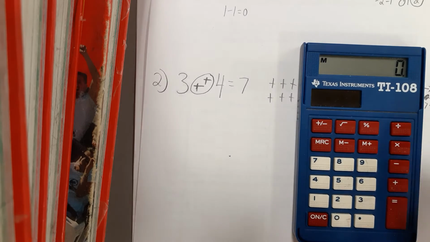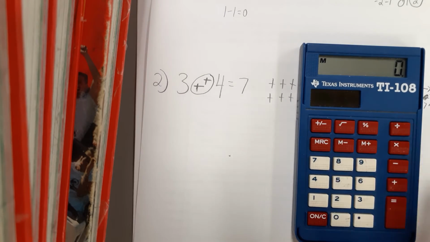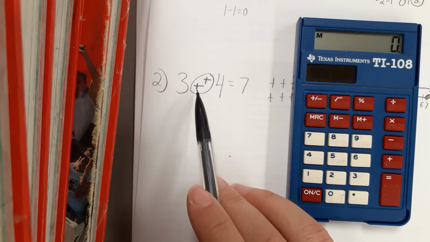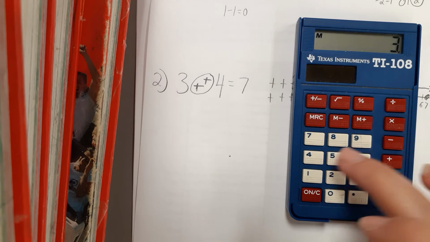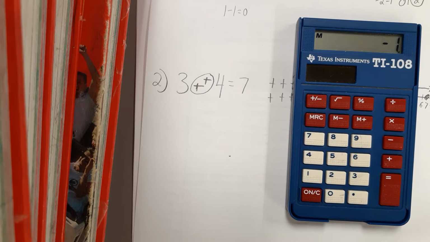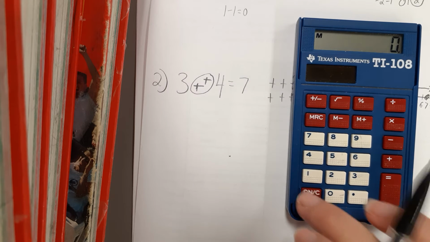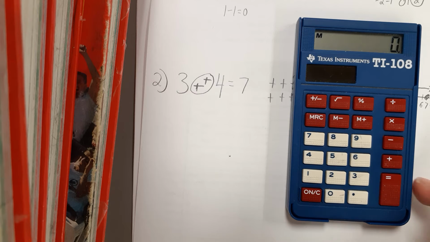So I'm going to try with the calculator and see if you go 3 minus minus 4 and see what happens. 3 negative negative 4. No. So see, you cannot use your calculator to do this. Let's try it this way.